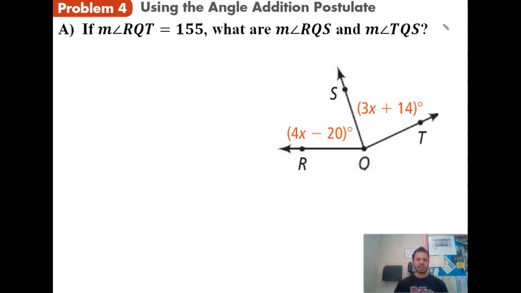Problem 4a says if the measure of angle RQT is equal to 155, what are the measures of angle RQS, this smaller angle on the left, and the measure of angle TQS, the smaller angle on the right? All right, so I have expressions for both of those smaller angles. And the other thing I know is what the total is equal to. I know the measure of angle RQT is equal to 155.